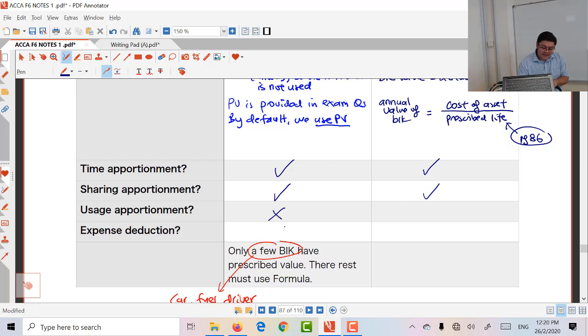But the main difference is that when you use the PV method, you will not have apportionment for usage and you will not get an expense deduction. I'll come to this when I do the example, and I'll remind you of that. Usage or expense: you are allowed to do apportionment for usage if you're using the formula, and you're allowed to do deduction if you're using the formula. So there's quite a vast difference that we see here and there.